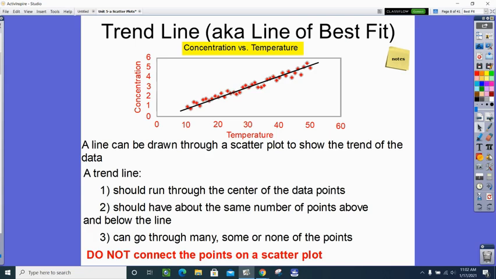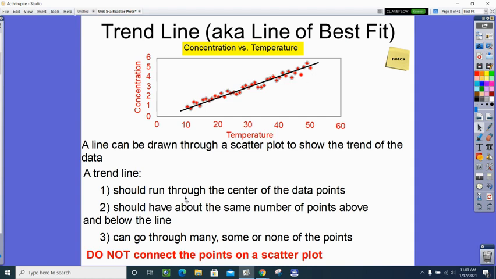You're going to draw one line. It's going to be called the trend line, or you can also know it as the line of best fit. In this particular case, there's temperature on our x-axis and concentration on the y-axis. And you can see that there's a positive correlation, and it's a strong one.